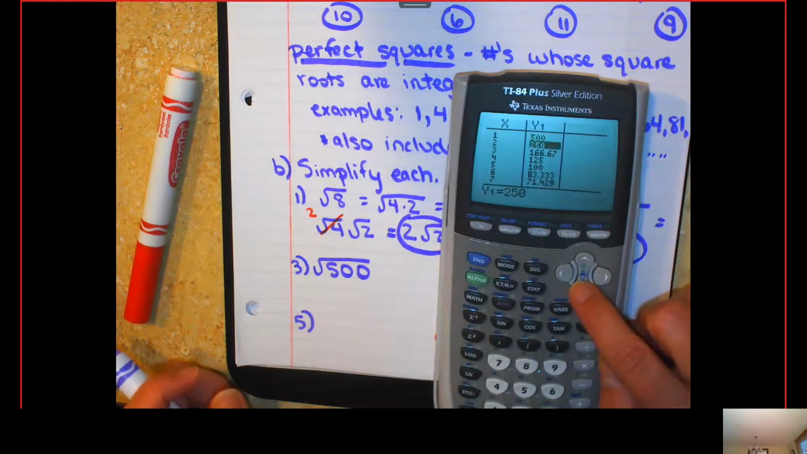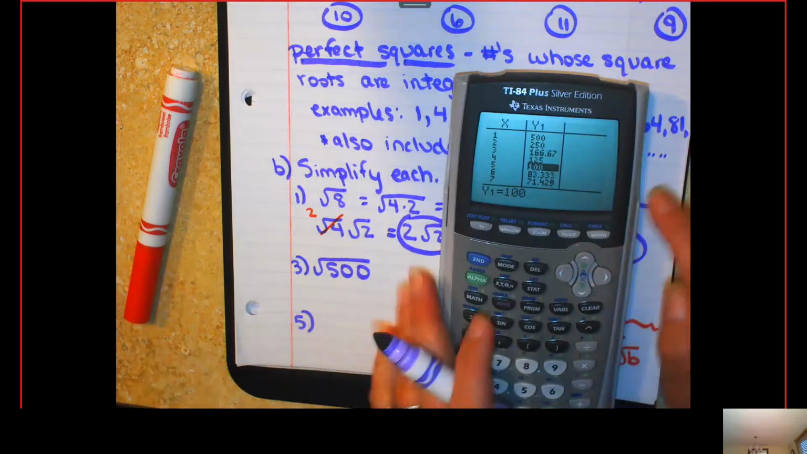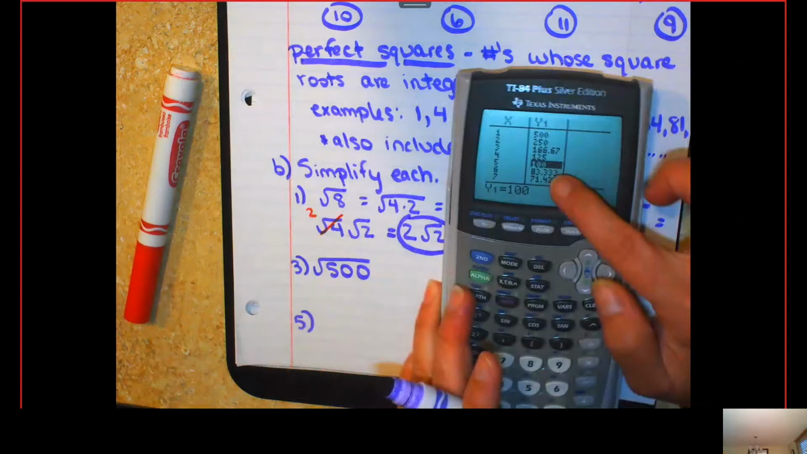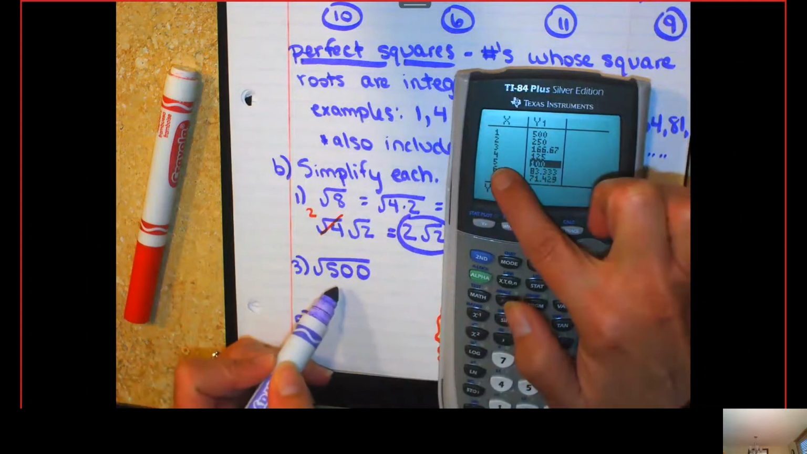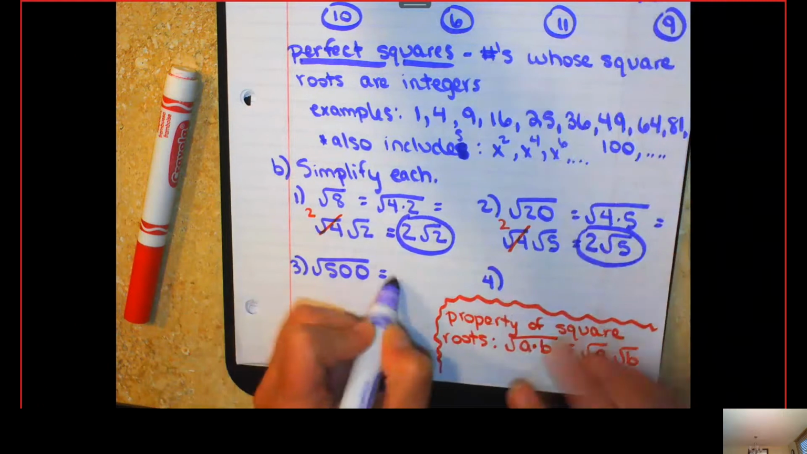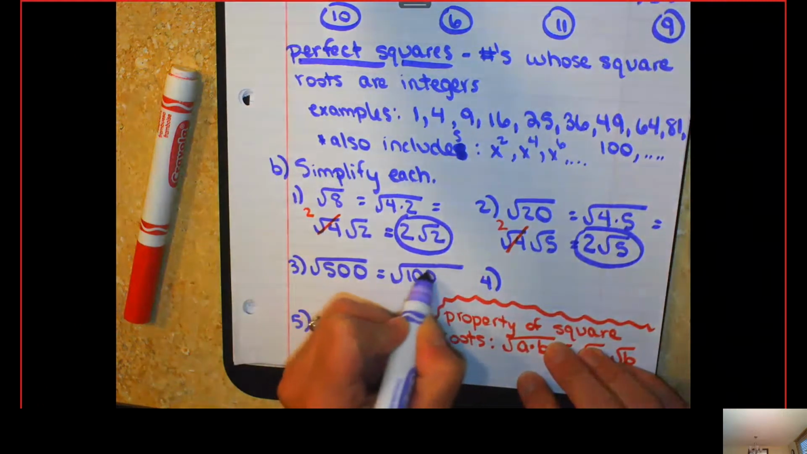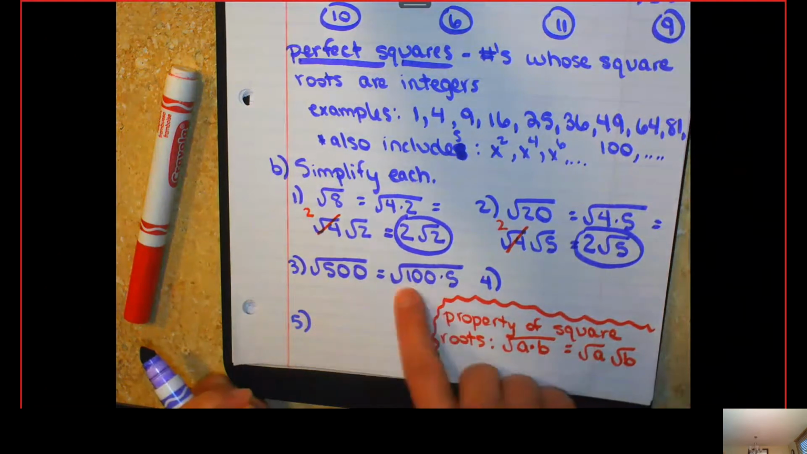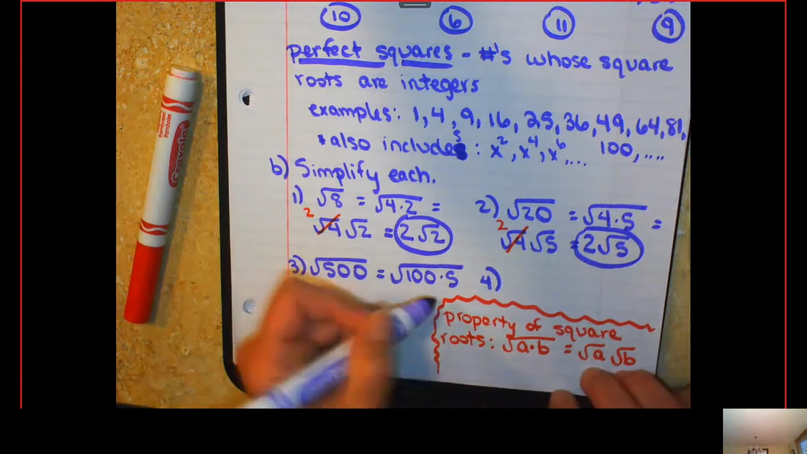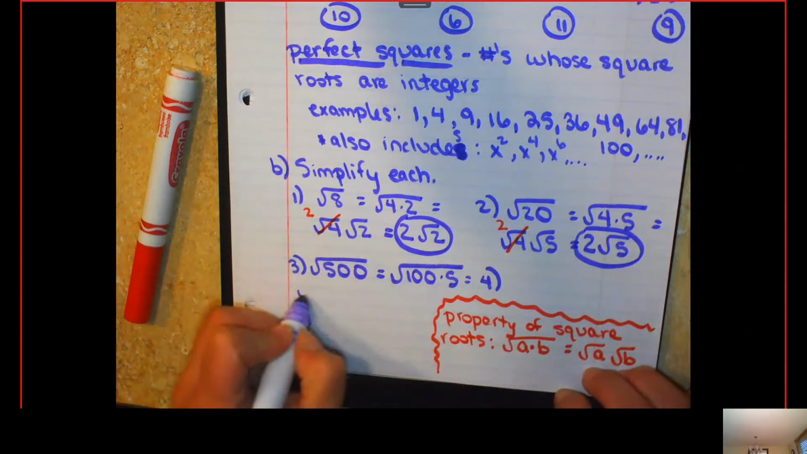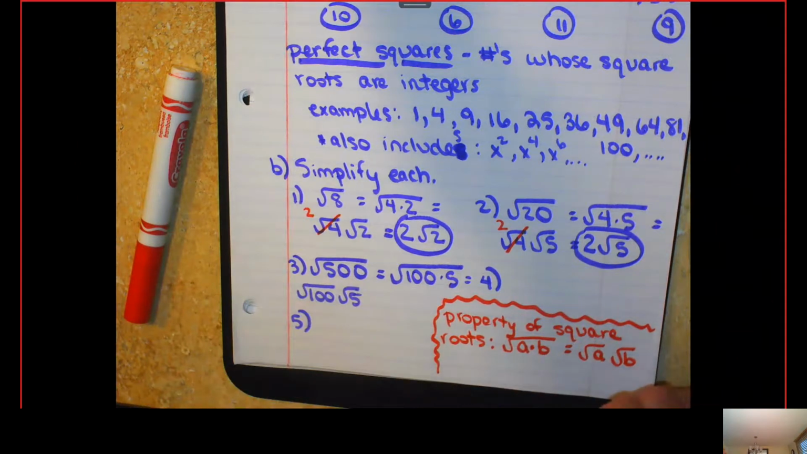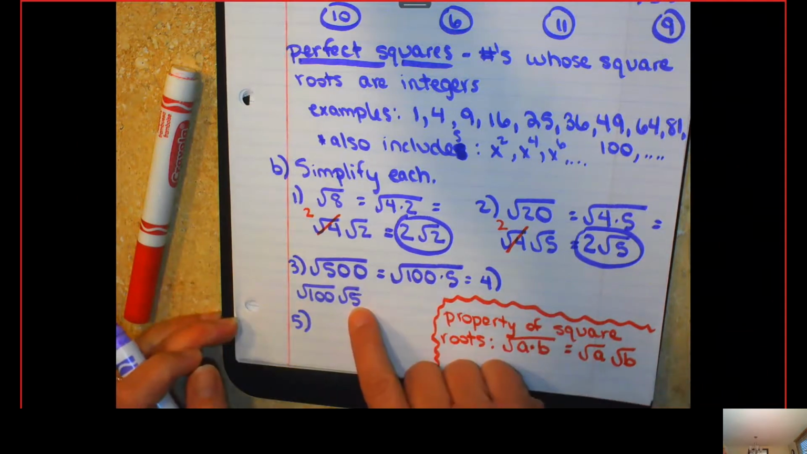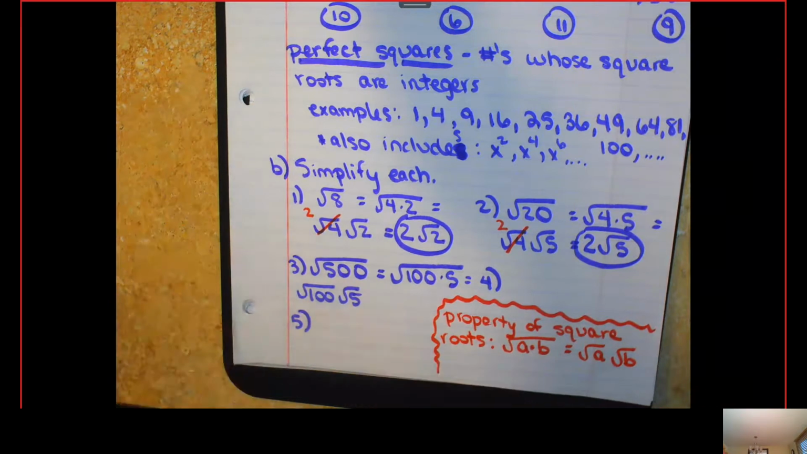So I'm going to keep going, and I notice that there's a 100. That's the highest number on my list. So I know that 100 is a perfect square and goes into this 5 times. So I'm going to change this to radical 100 times 5. And you can make these numbers switch. Now I'm going to separate these into 2 numbers. So I have the square root of 100 times the square root of 5. I know that 100 is the biggest because there's no other number besides 1 that goes into 5. So I found the biggest.